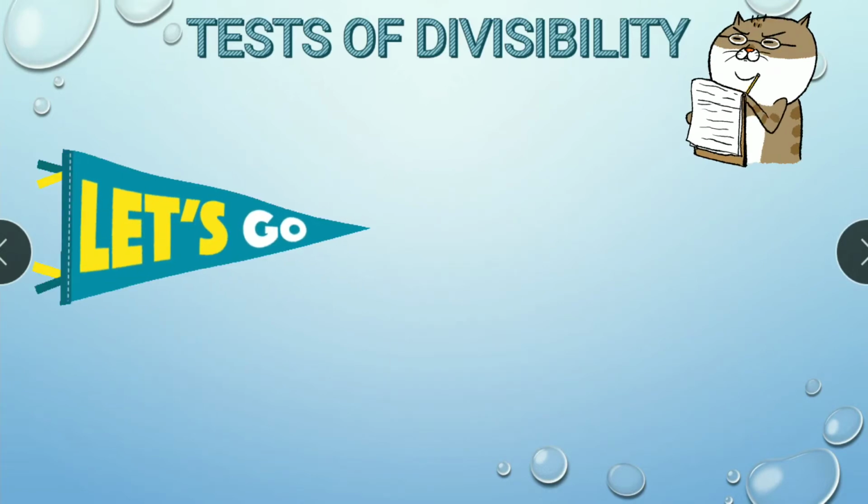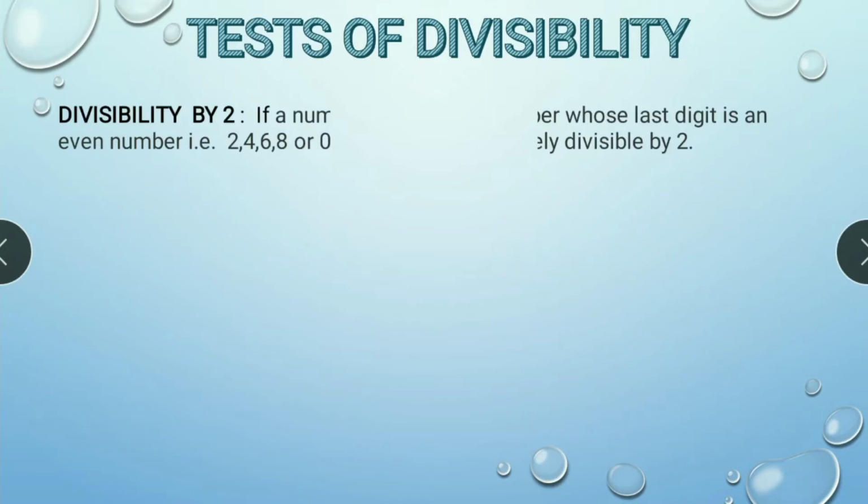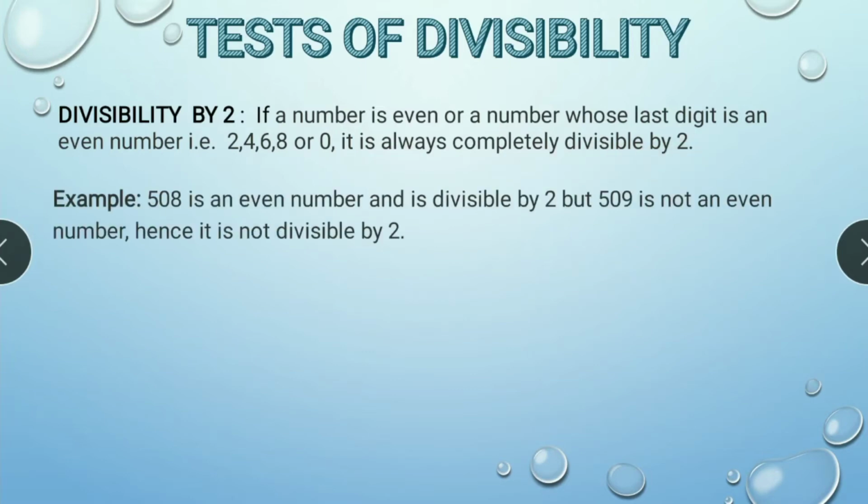So, without wasting our time, let's begin with divisibility by 2. If a number is even or a number whose last digit is an even number, that is 2, 4, 6, 8 or 0, it is always completely divisible by 2. Now see, here we have 508. It has 8 at its ones place, which is an even number. So this whole number means 508 is an even number. So it is divisible by 2.